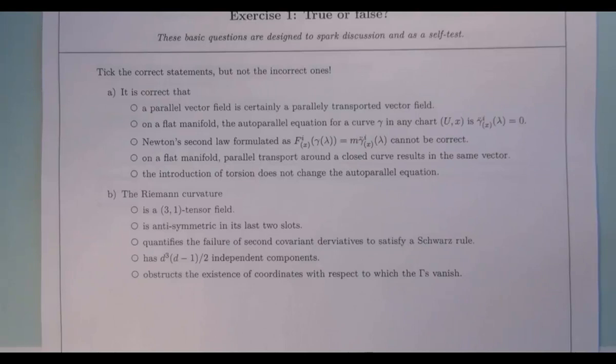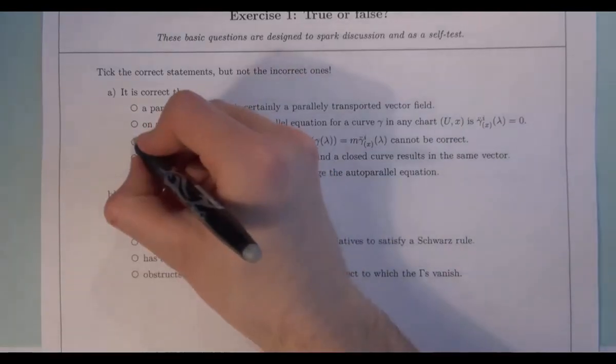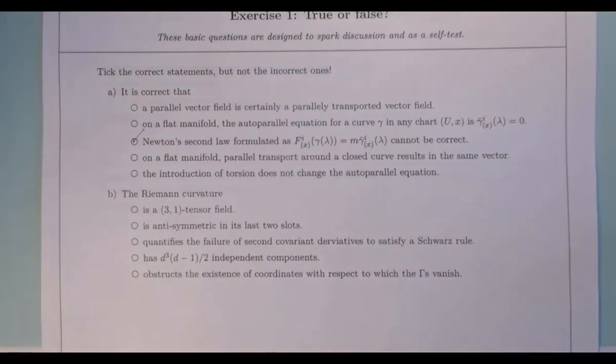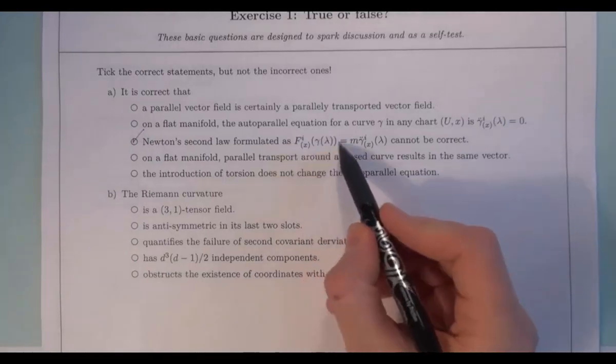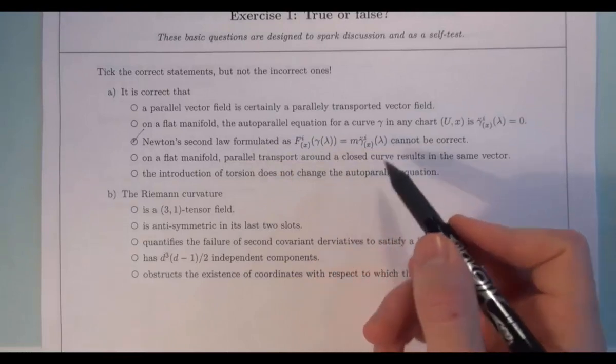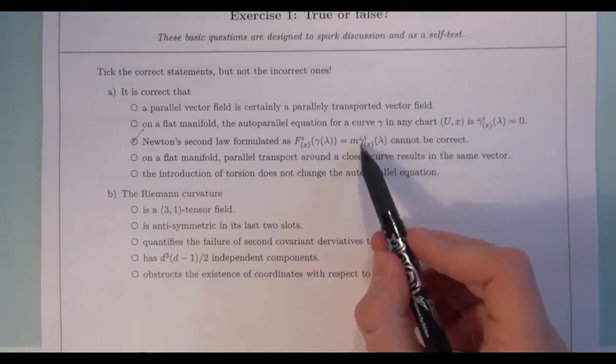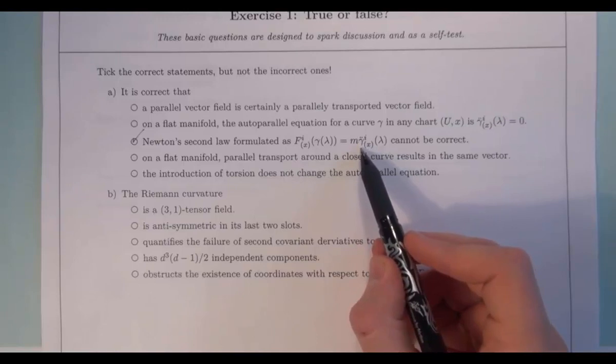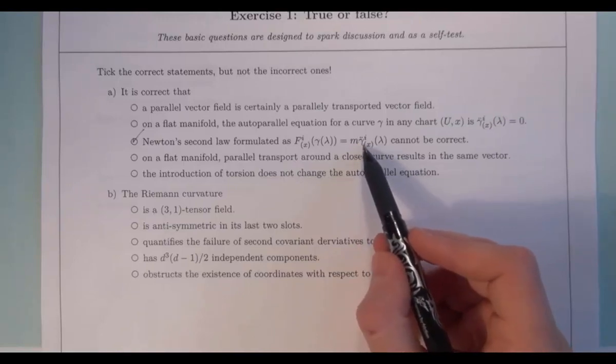So this is wrong. Newton's second law, formulated as F^i of gamma of lambda is m gamma double dot^i of lambda, cannot be correct. Yes, this is now correct, so the statement is correct, as the left-hand side is a vector. The right-hand side, however, isn't. So this gamma double dot doesn't transform like a tensor. It is not a tensor. It is not a vector.